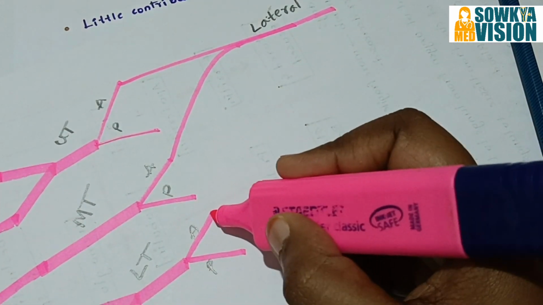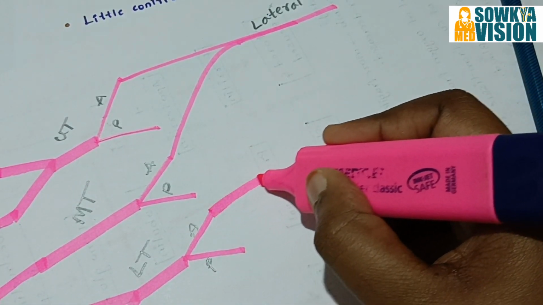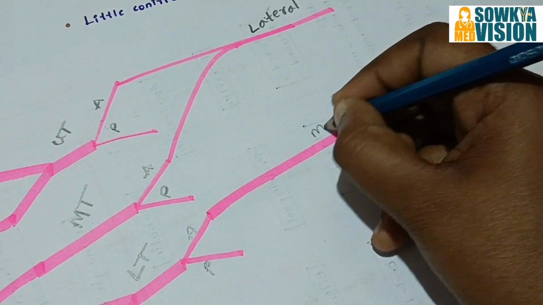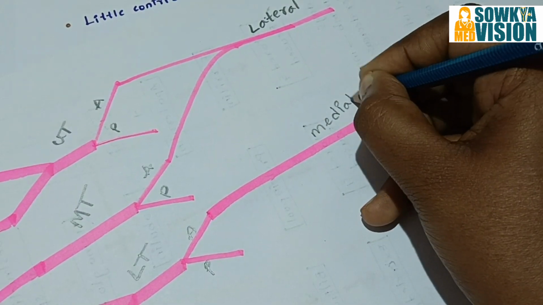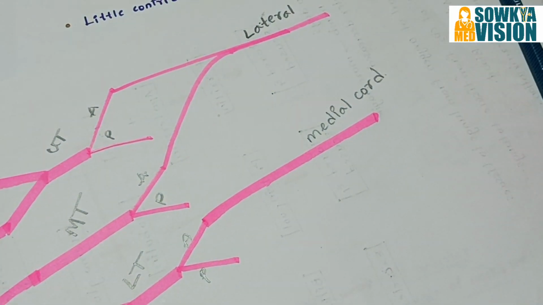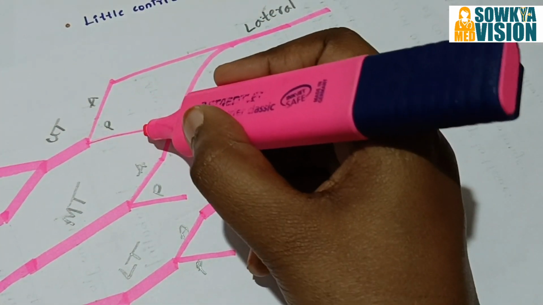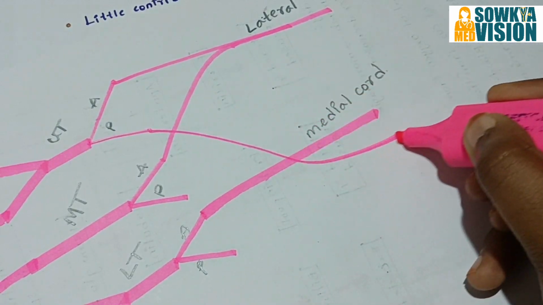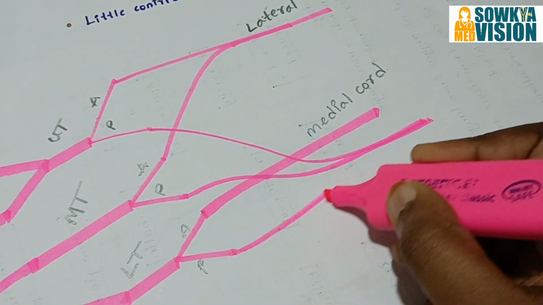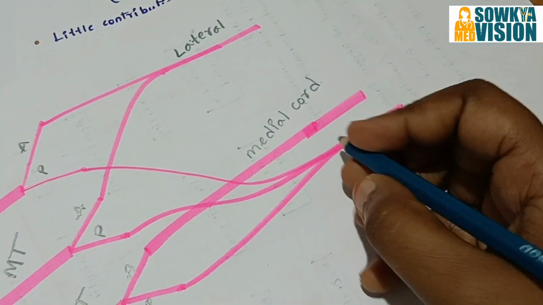So the anterior division of lower trunk is continued as medial cord. Yes, medial cord. Now all three posterior divisions are remaining. All three together form posterior cord.